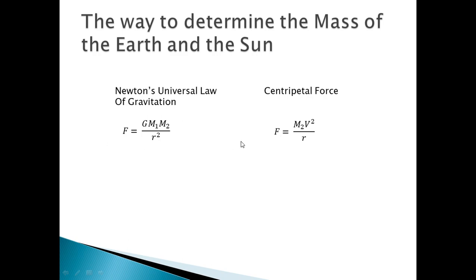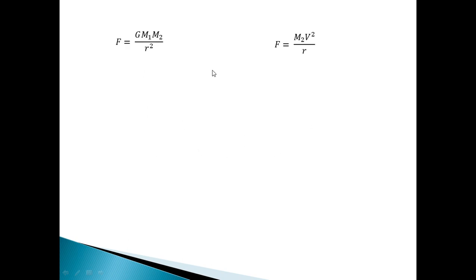So now we have these two formulas. We try to make the relationship between these two formulas, so we make them equal. First step, we make them equal. G m1 m2 over r squared equals m2 v squared over r. These two are the force. After that, we cancel out m2. Then we can determine m1. We bring the G over here, and the r squared goes up and multiplies. So you get v squared r squared over G r.